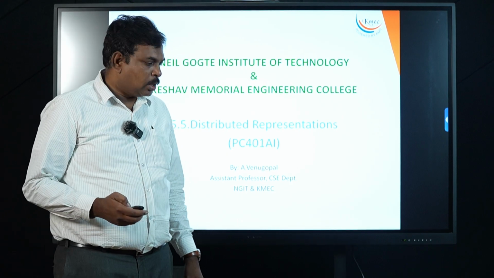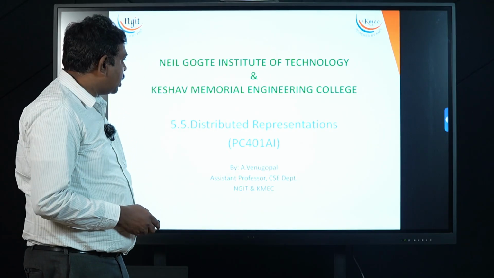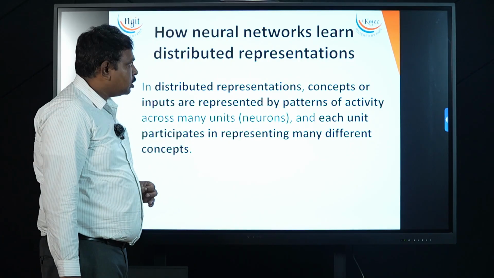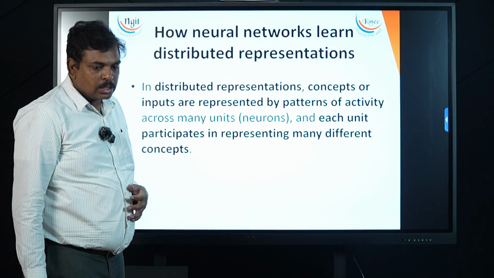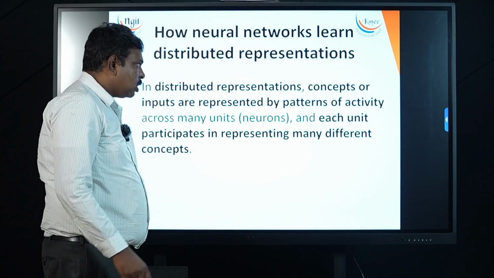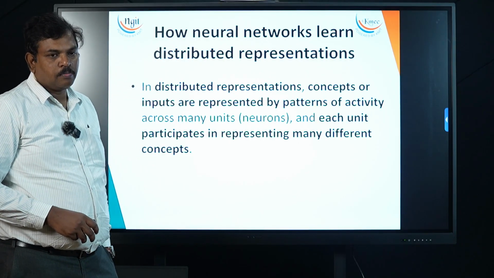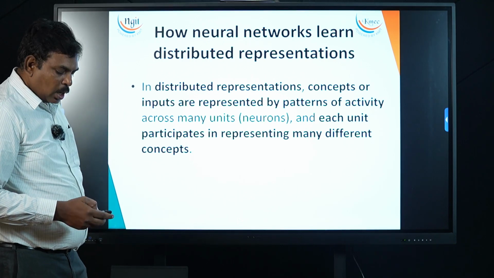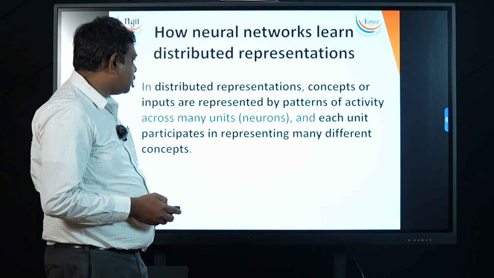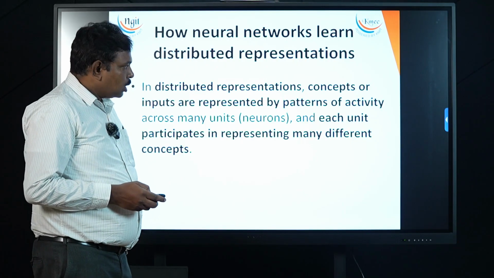Hello everyone. In this session, we discuss distributed representations in neural networks. In distributed representations, a neural network learns about the features of the data through the concepts and inputs, which are represented as a pattern of activity across many units of neurons. In this kind of representation, each neuron will participate in representing many different concepts.